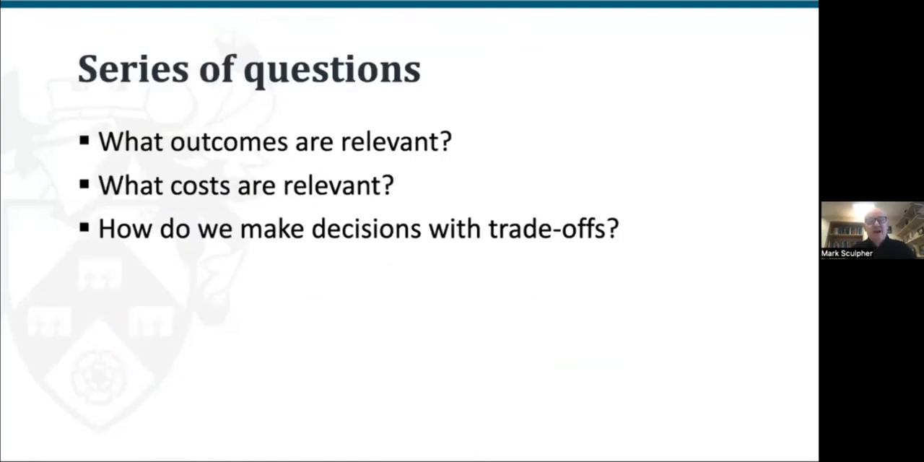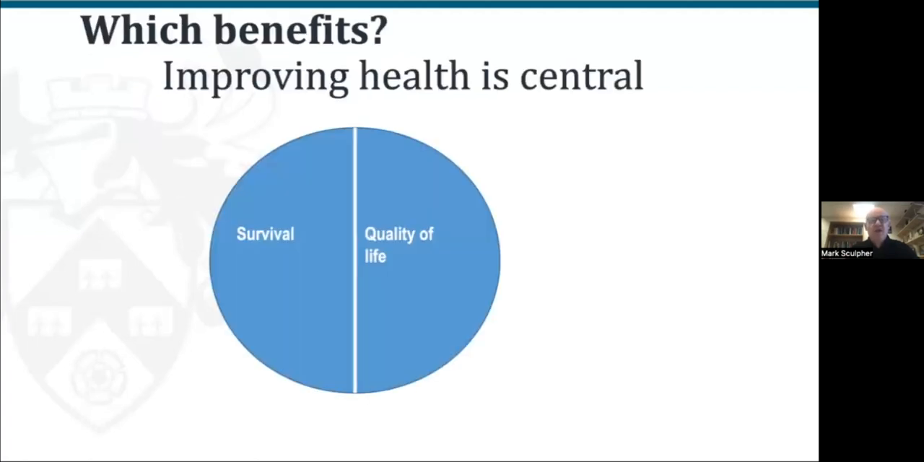So this approach, this way of thinking about the costs and benefits of new investments compared to existing ways that we manage patients and health systems, leads to some obvious questions. What outcomes are we interested in? Which ones are relevant? What costs are relevant? And how do we make decisions in that top right and bottom left quadrant where we have clear trade-offs? So let's think about benefits first.